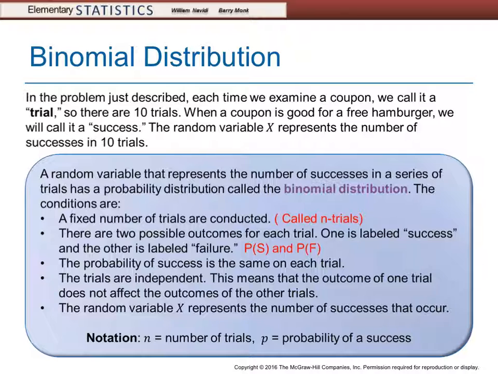Typically, we represent the probability of success and the probability of failure. The probability of success is the same on each trial. In other words, the probability of success cannot change between trials. The trials are independent. This means that the outcome of one trial does not affect the outcome of another trial. And finally, the random variable X represents the number of successes that occur. So in our notation, n is the number of trials and p is the probability of success.